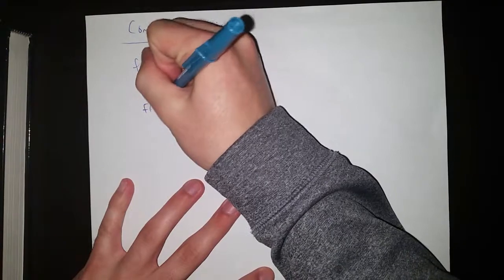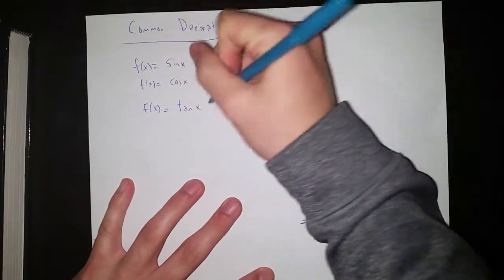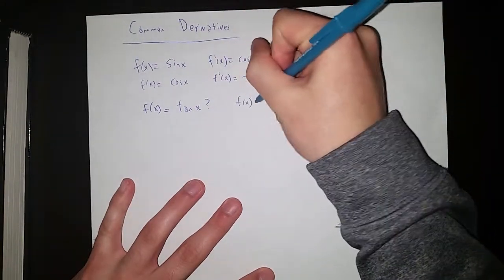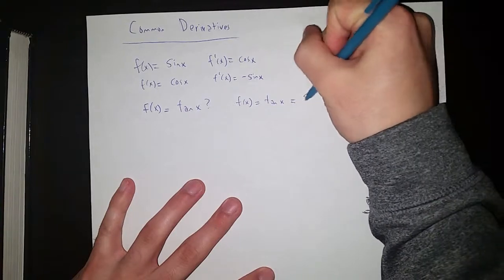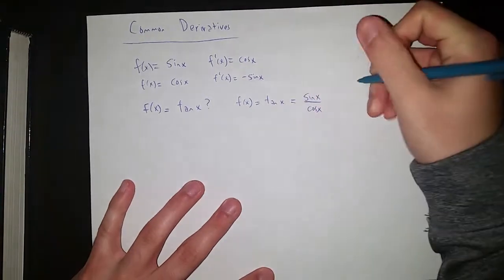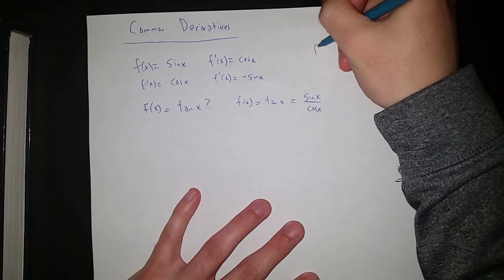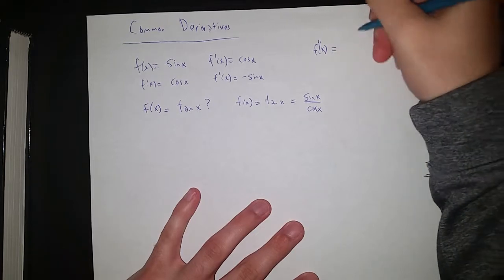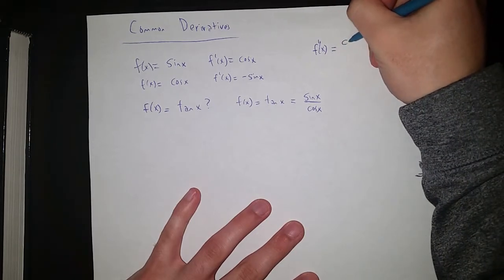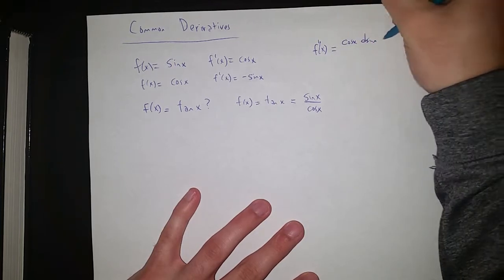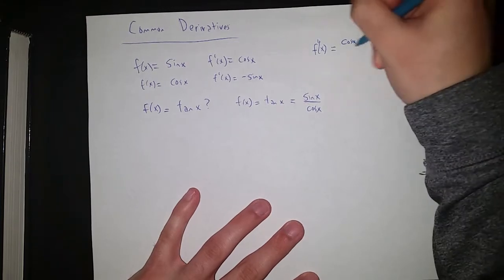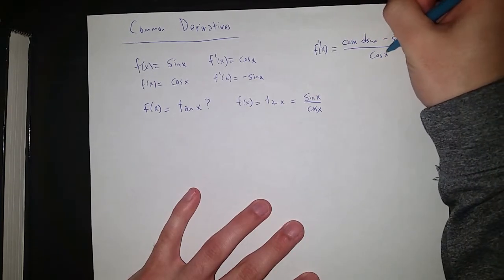Okay. And then, so then what is the derivative of tangent of x? So we can find that with the quotient rule. f of x equals tan x equals sine x over cosine x. So what's f prime of x? It is low d high minus high d low over low low.